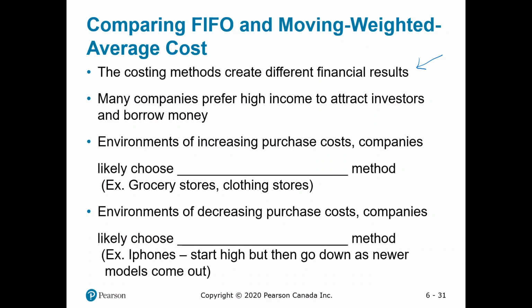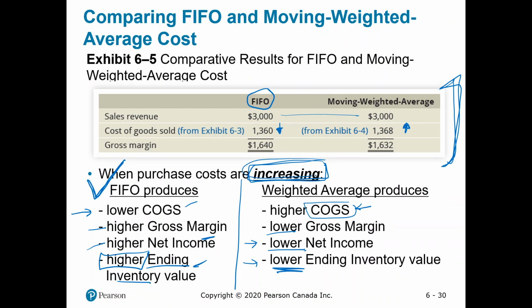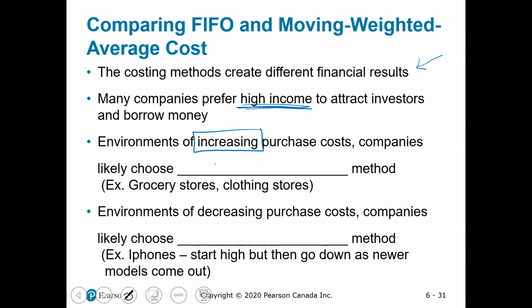Most companies want to look the best that they can, and therefore they prefer higher income so that they can either get loans from the bank, maybe attract new investors to purchase shares. So they want that higher income. Therefore, if we are in an environment of increasing prices, companies are likely to choose which method? Well, we saw here when prices were increasing, FIFO was the better method. So they would likely choose the FIFO method.